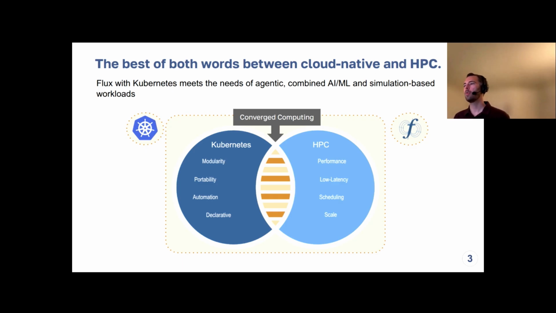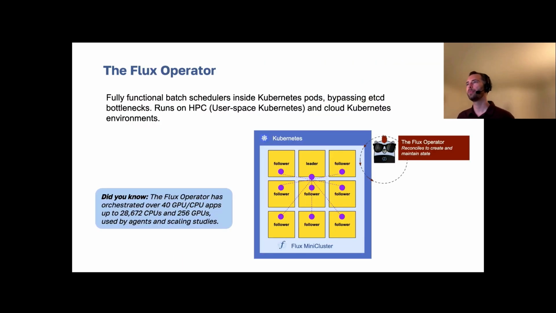So from the Kubernetes standpoint, it supports modularity, portability, automation, declarative management, etc. And from the HPC side, traditionally at least, HPC stands for performance, of course. It supports low latency, it supports sophisticated scheduling techniques, and high application scale, at least. Now, Flux, of course, supports all of those things, and actually some of the things that are interesting from a cloud standpoint, such as portability. And converged computing really sits in this space of creating a seamless environment that unifies all of these features together.